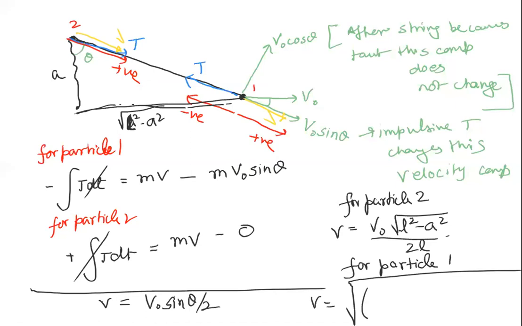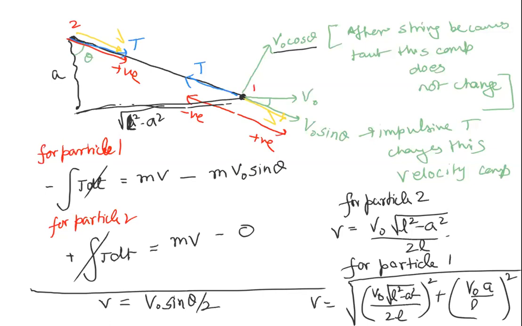So this will be equal to this square plus this square. So v naught root of L square minus A square by 2L, plus v naught cosine theta, where cosine theta is equal to A by L. Right? ये particle 1 की velocity है, ये particle 2 की velocity. Okay, please take a screenshot.